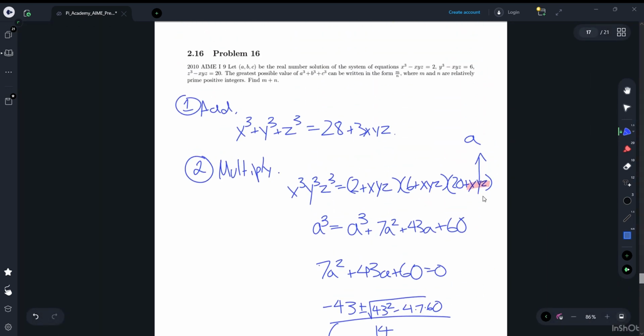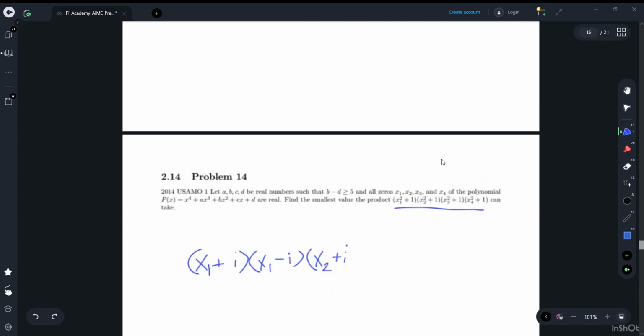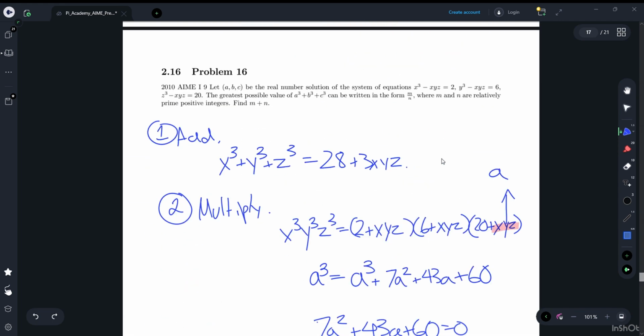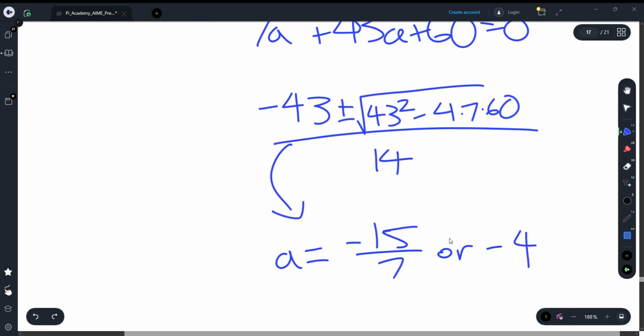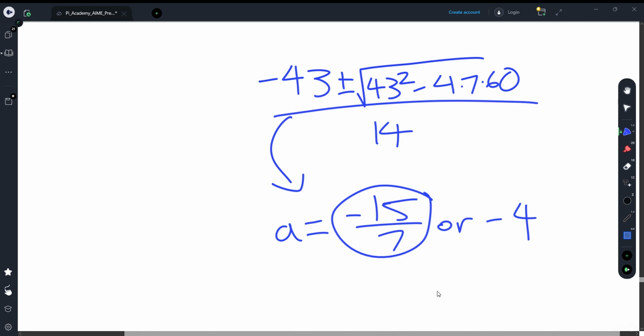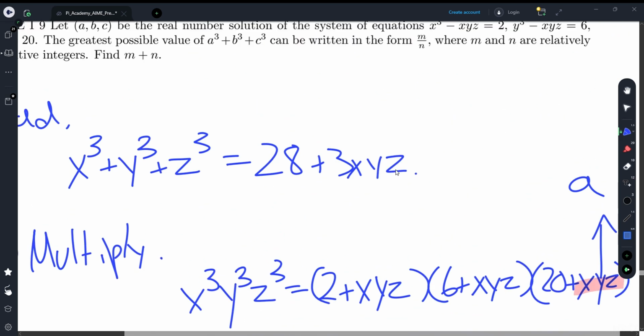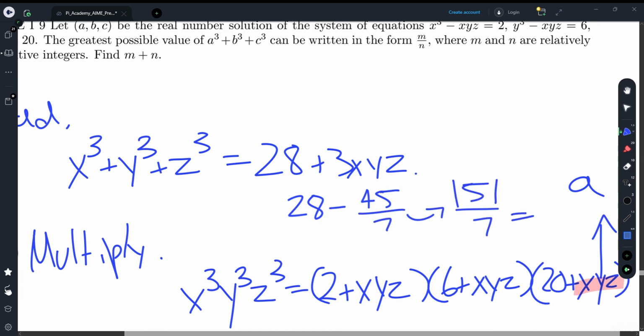And keep in mind, we want to maximize this, which means we want to maximize xyz, which means we want to maximize a. And so this is maximized. And so if we plug this into our original equation, 28 minus 45 over 7 gives us 151 over 7, which gives our answer to be 158.